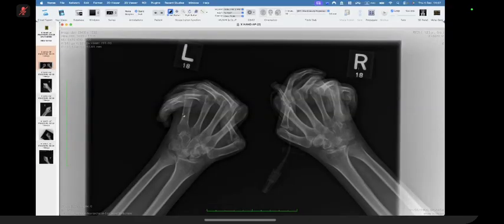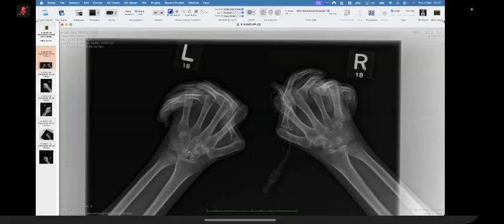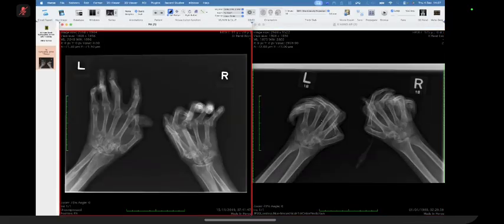I think people look at this and they start thinking this is erosions. This is not. This is Jacob's arthropathy or SLE, systemic lupus. So this is the reason why I actually put this case right next to it.